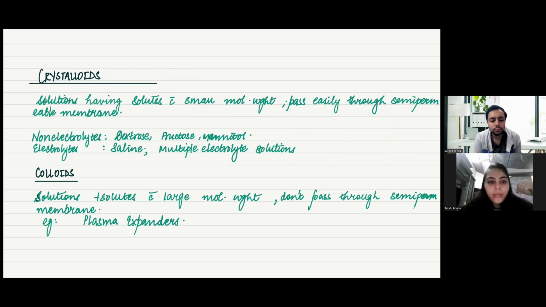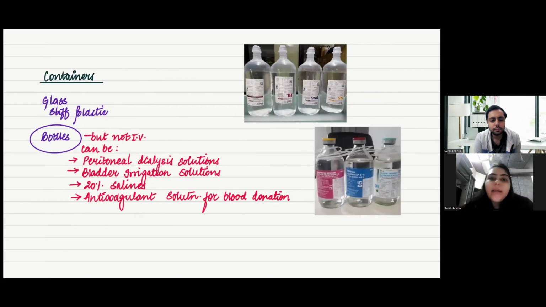Next are colloids. What do we mean by colloids? Colloids are solutions with solutes of large molecular weight, and they don't pass easily through a semi-permeable membrane, for example, plasma expanders. IV fluids are present in glass containers or stiff plastic containers or bottles. But nowadays in the market, bottles are not used for IV fluids, but they can be used for peritoneal dialysis solutions, bladder irrigation solutions, 20% salines, or anticoagulant solutions for blood donation.